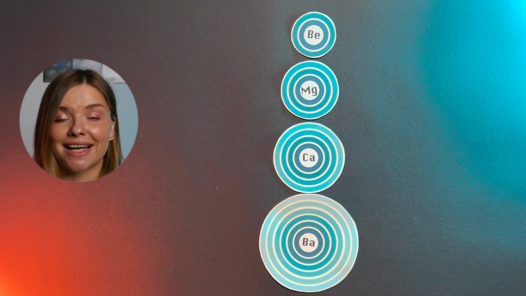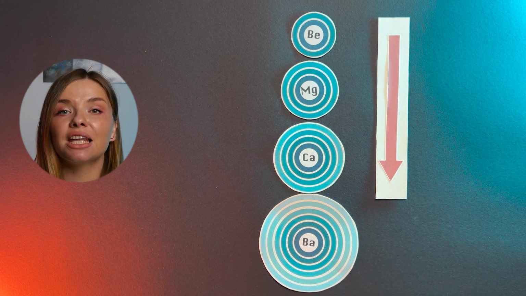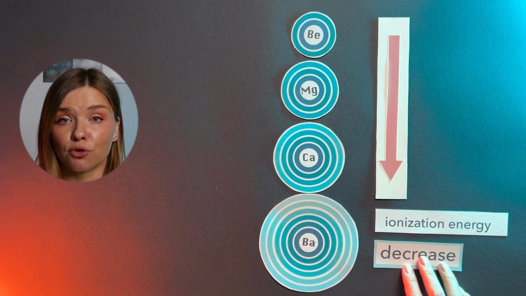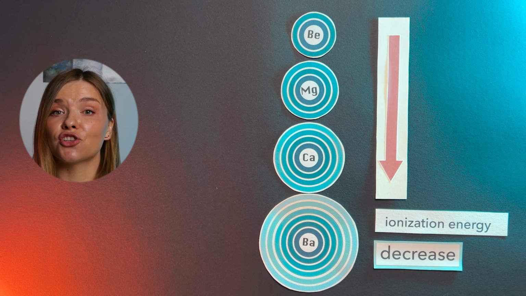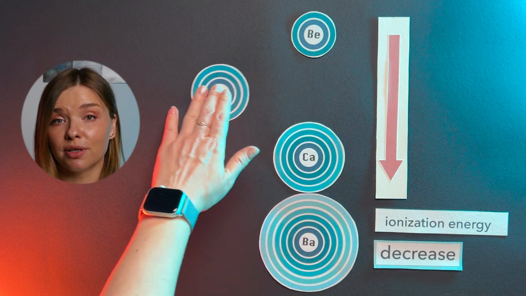Let's look at what happens with elements in the same group. As we move down, the atomic radius increases, making it easier for the outermost electron to break away from the atom. In other words, as we go down, ionization energy decreases. Let's take magnesium and barium as an example.